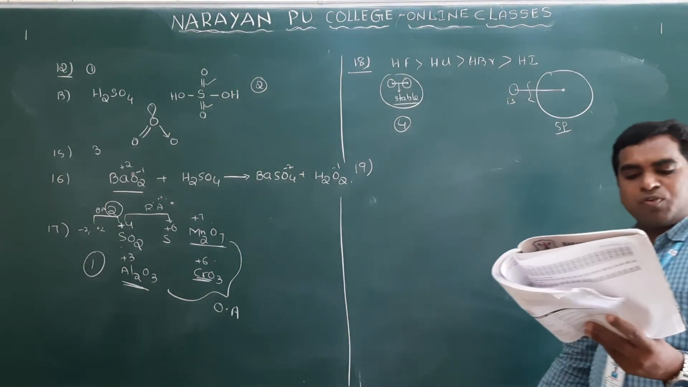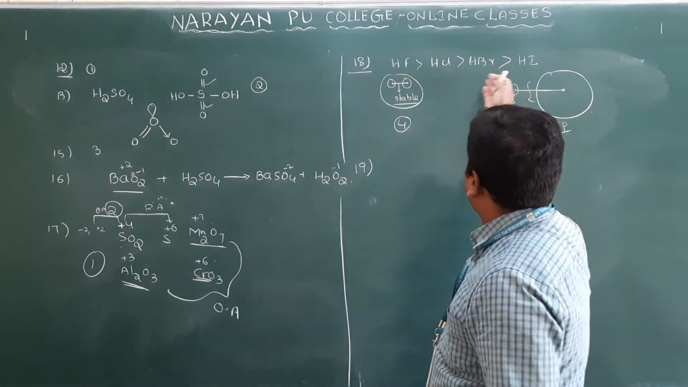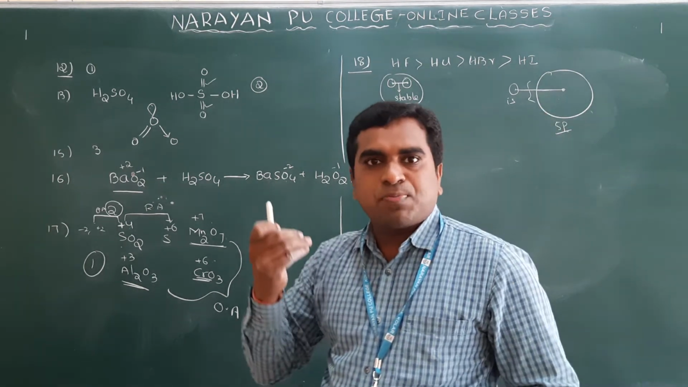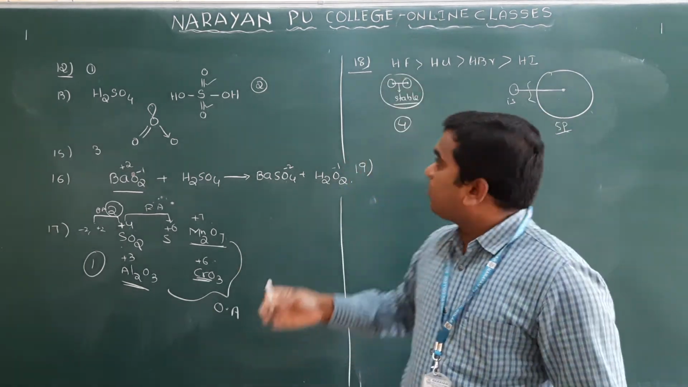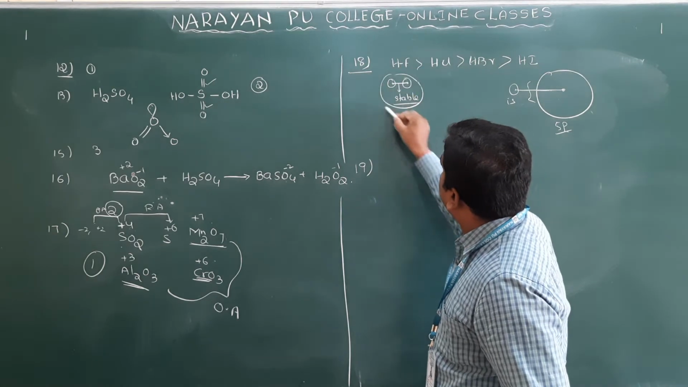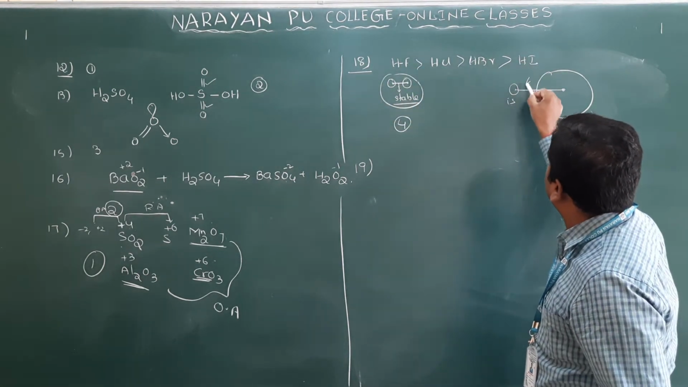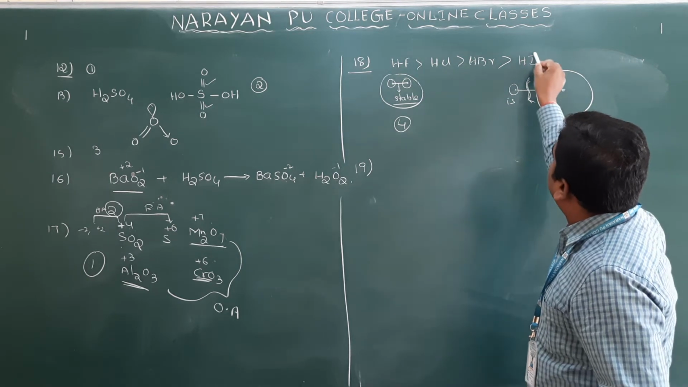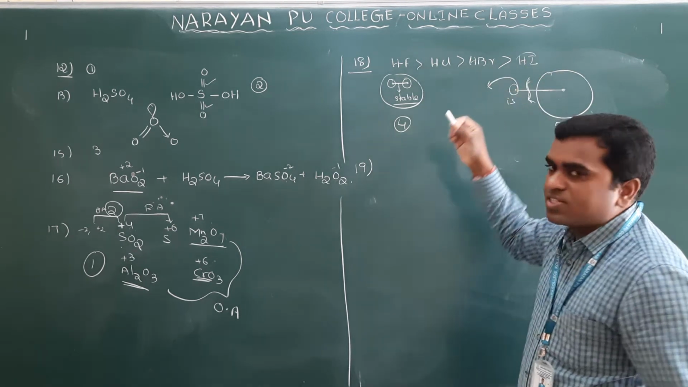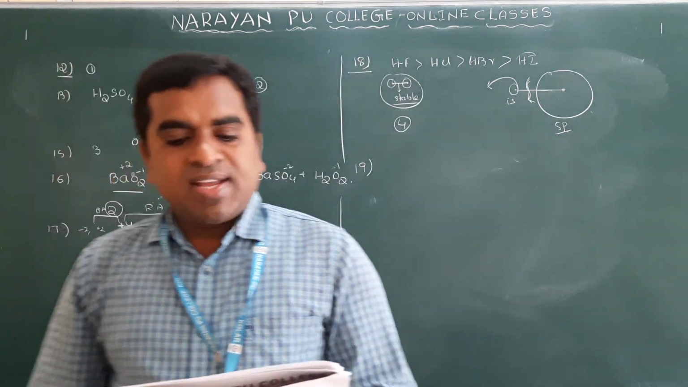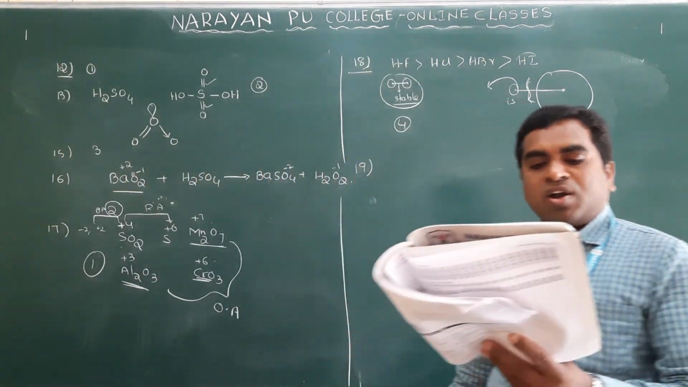Next one, which of the following is a weak acid? Among these, which one is the weak acid? A strong acid has to give H plus ions very easily. Here, in this case the bond is very strong, but here the bond is very weak. The compound with the weak bond gives H plus ions very easily. So which one is the strong acid? HI is the strong acid.